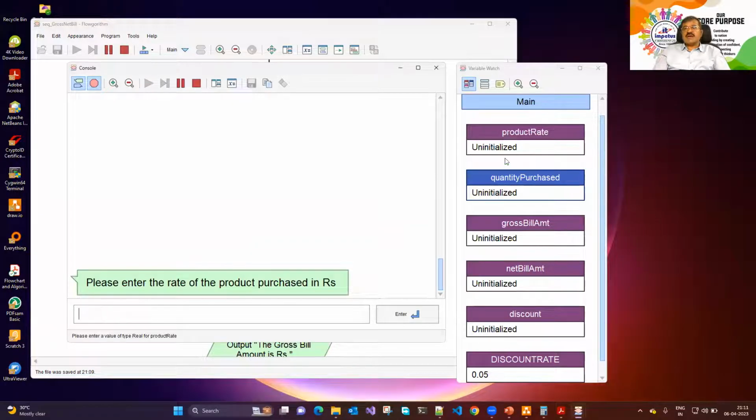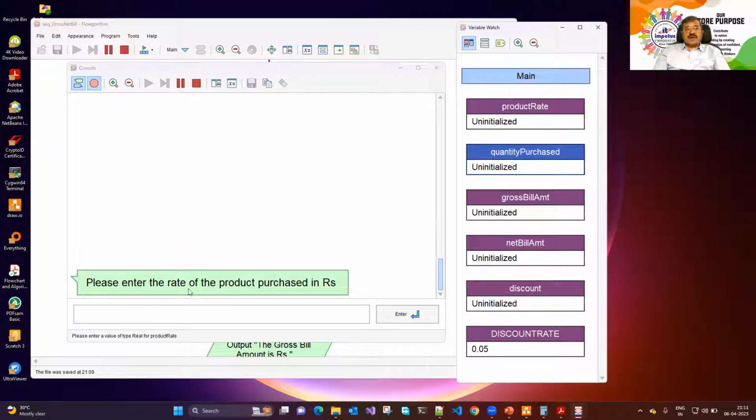Initially, these variables are uninitialized. There is nothing that has been stored inside these variables. Watch it very carefully. Enter the rate of the product in rupees. My product costs 125 rupees 50 paise. Okay, enter.